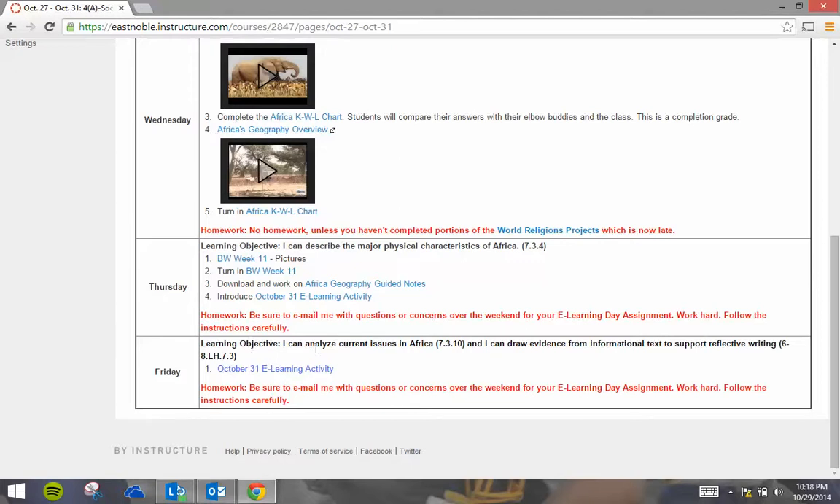Alright, so today our learning objectives are: I can analyze current issues in Africa, and I can draw evidence from informational text to support reflective writing. You had talked about when we did our KWL chart, a lot of people were interested in learning more about the Ebola virus and where the Ebola virus came from. A lot of you already knowing that the Ebola virus had its start in West Africa, which fits in perfectly with our geography unit. So go ahead and click on the e-learning activity link.